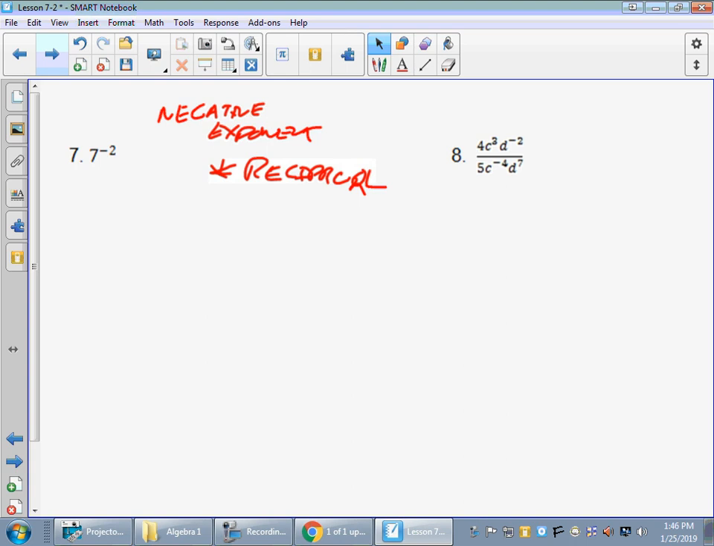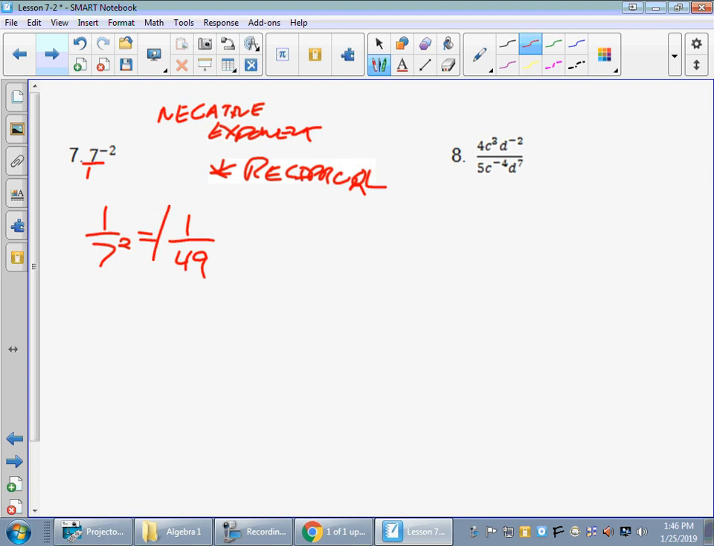So in this case, we're looking at it and saying, what's the reciprocal of 7? It's 1/7. And then we're going to make that exponent positive, making it 1 over 7 squared. Or flip the base to the other side of the fraction. Right now it would be like 7 over 1. So we're flipping it to the other side of the fraction, and we're making the exponent positive from a negative to a positive. And we could calculate this out. 7 squared is 49, so it would be 1 over 49.